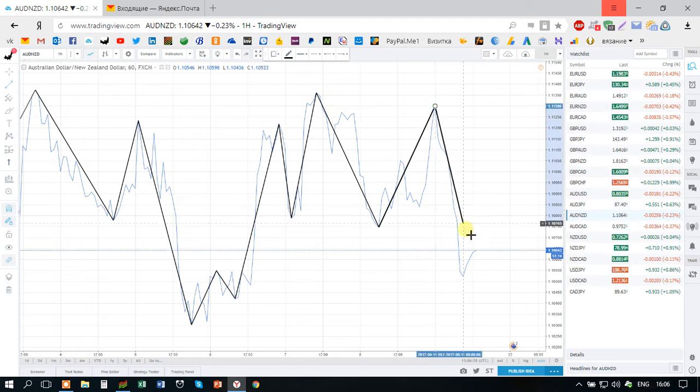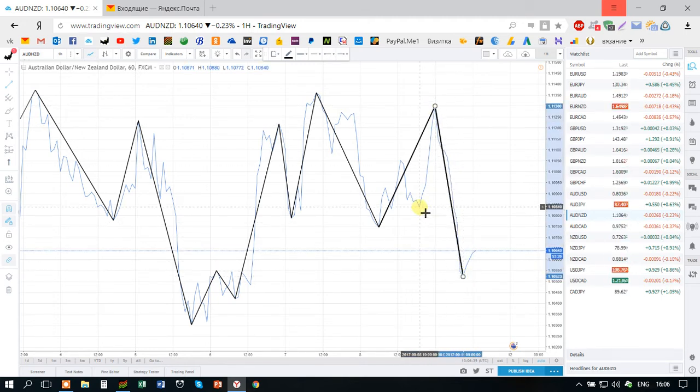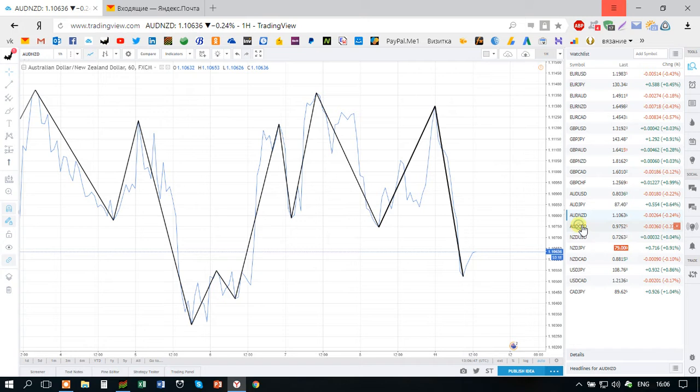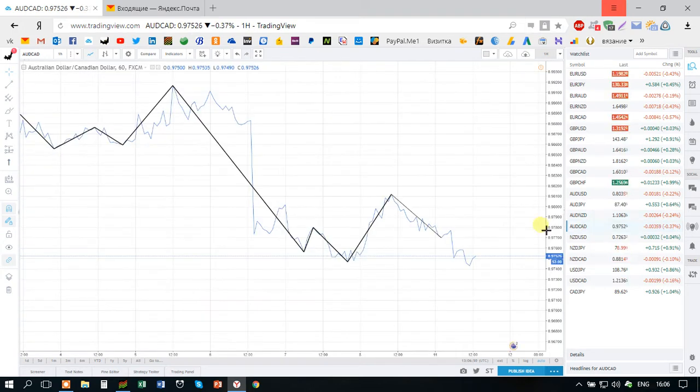Aussie New Zealand, we've broken the most recent higher low, and now we broke that to the downside, thus we have the movement to the downside. Aussie Canadian, okay, lower low, and that's it.